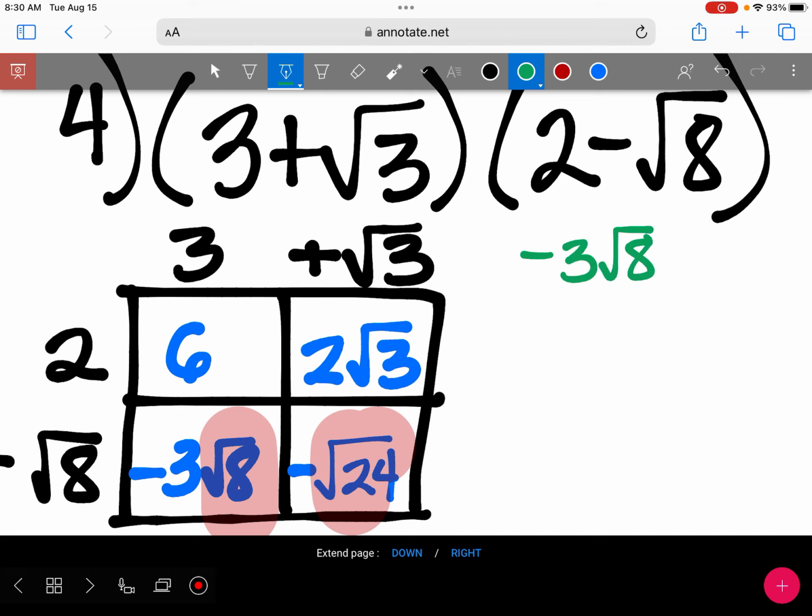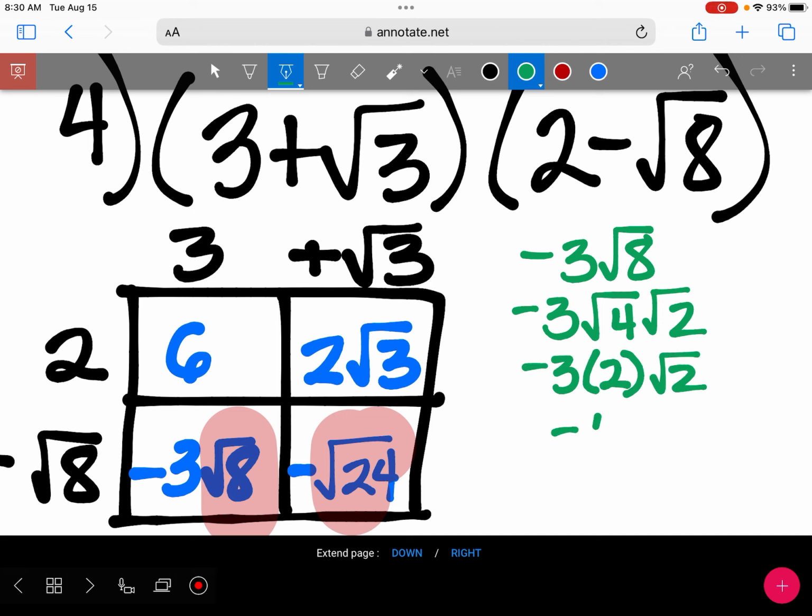What's the perfect square that goes into 8? Perfect square, 4. So I can take the 8 and split it apart to 4 times 2. Square root of 4 times the square root of 2, which is going to be -3 times 2√2, which is -6√2. So that's really what I have in this box. So this box is really a -6√2. So I'm actually going to erase that and put that in this square, because that's really what's in this square now that I have it simplified.